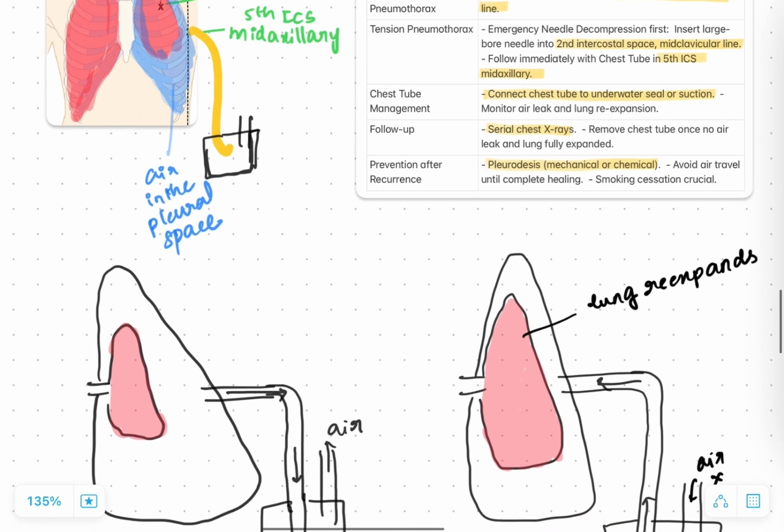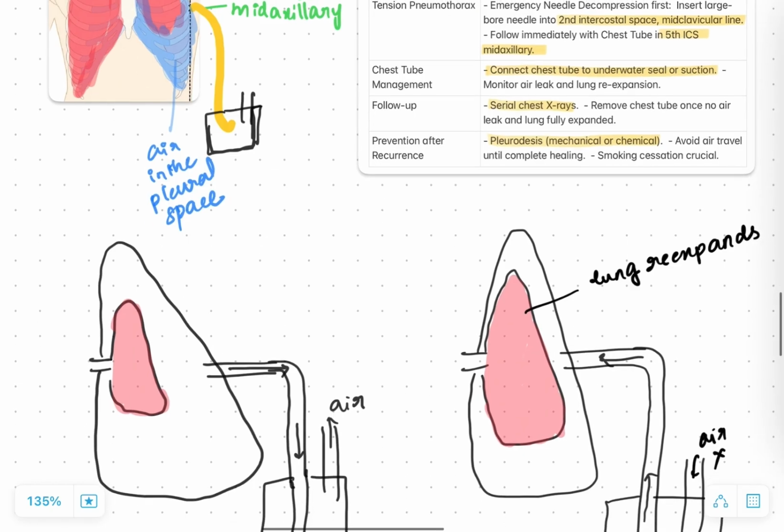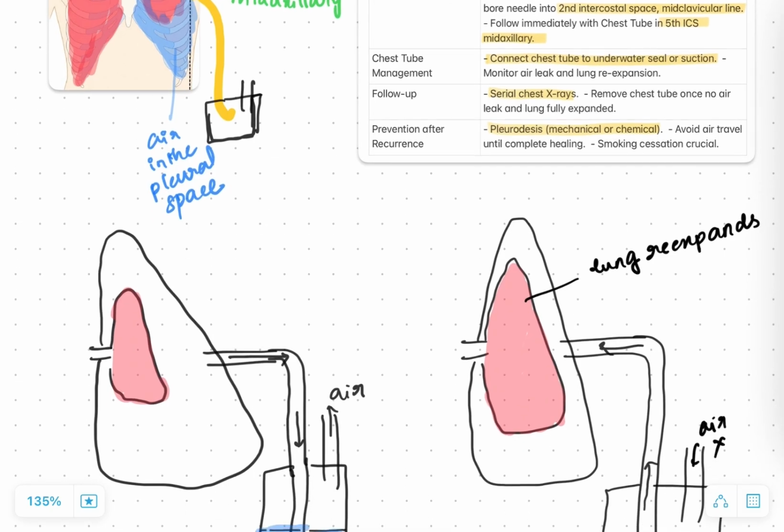underwater seal is done. So for chest tube management, the chest tube is connected to an underwater seal or suction, and we have to monitor for any air leak or lung re-expansion. We have to do a follow-up series of chest X-rays. Once no air leak is seen and the lung is fully expanded, we can remove the chest tube.